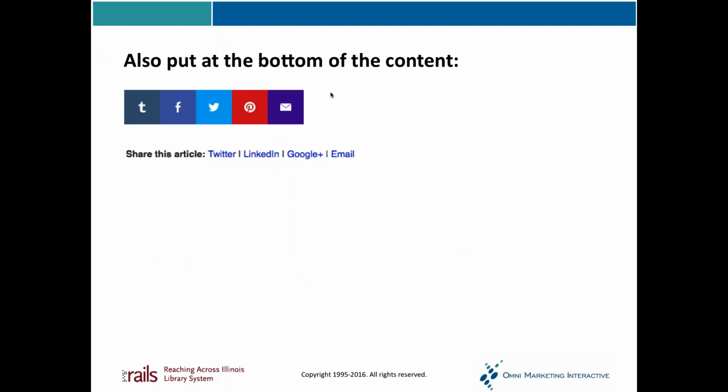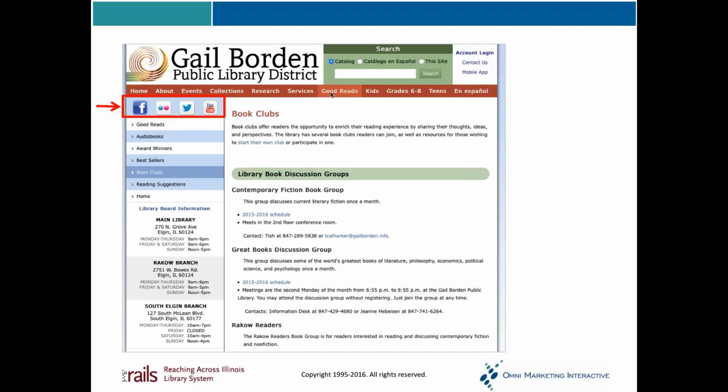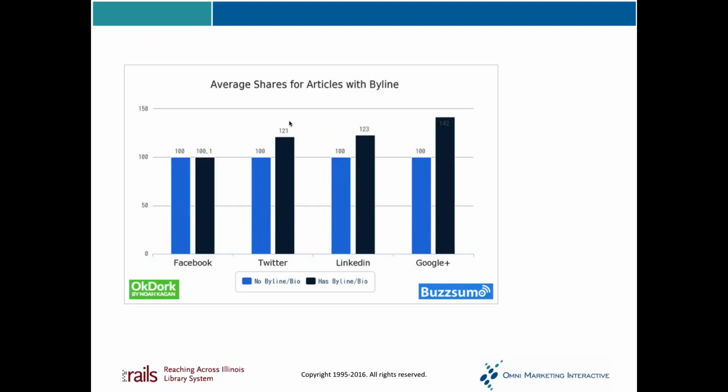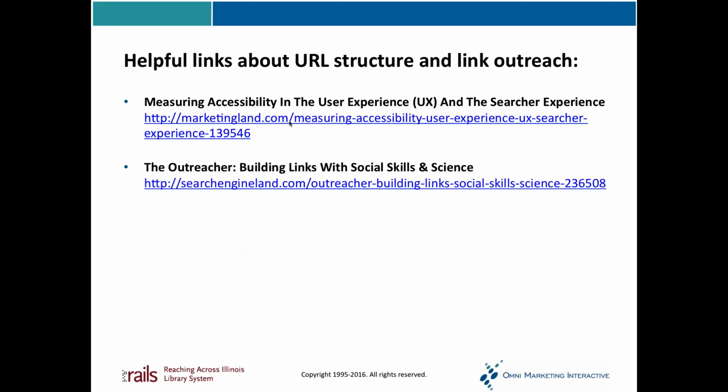So for those of you that have a library website, you might want to have an area to add a subject tagline for your helpful links and your content assets. So make sure your web designer does that. So here's articles about URL structure and outreaching that I hope you find helpful.